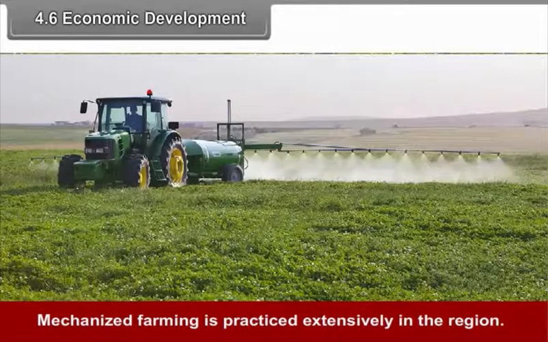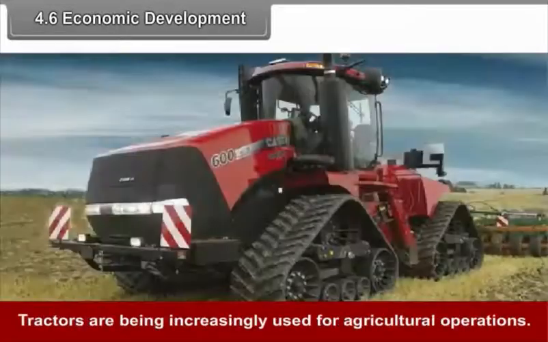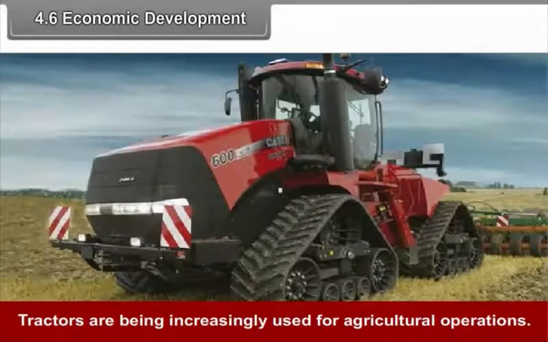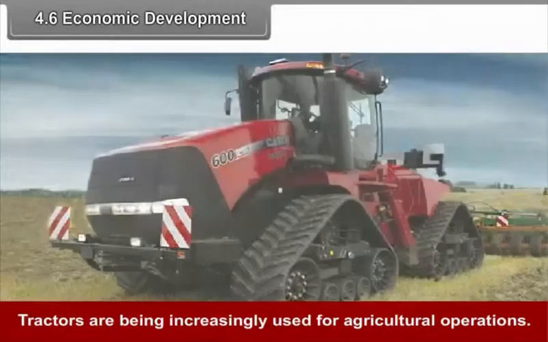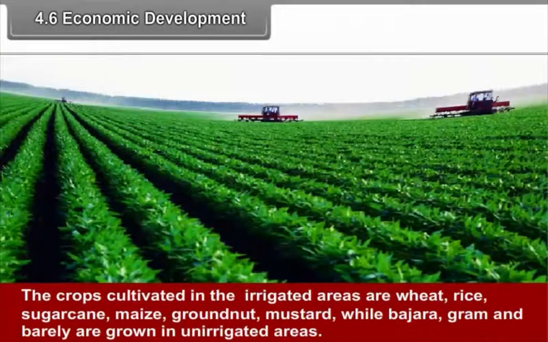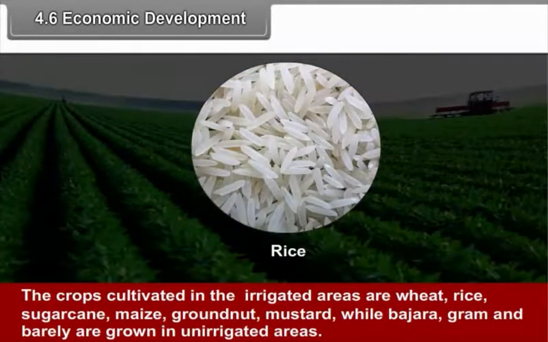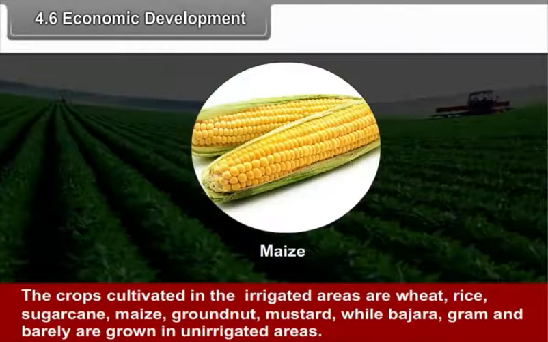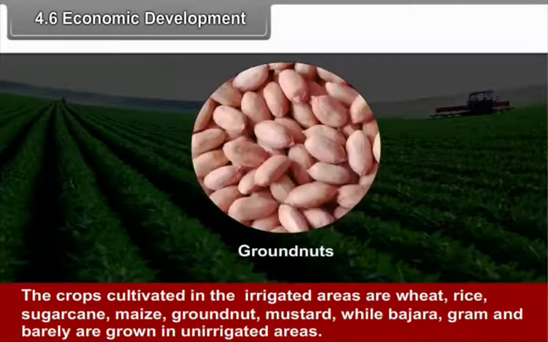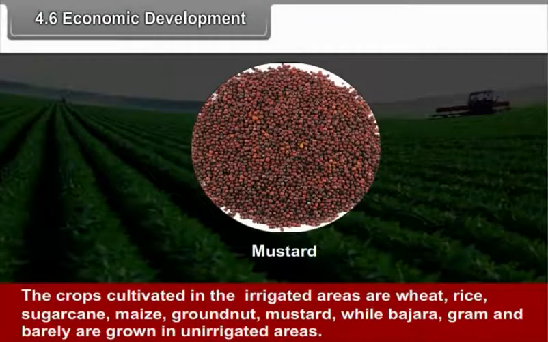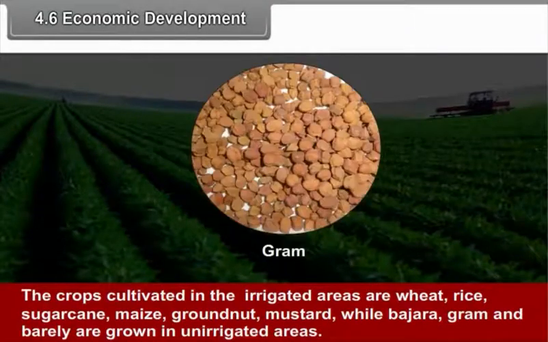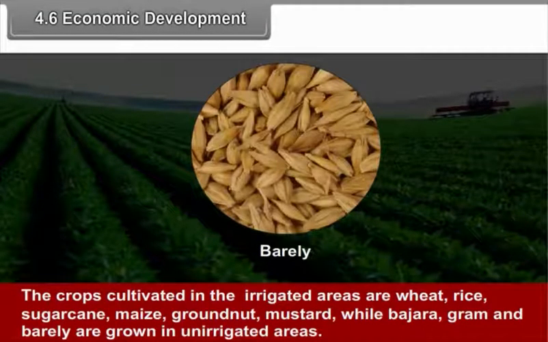Mechanized farming is practiced extensively in this region. Tractors are being increasingly used for agricultural operations. The crops cultivated in the irrigated areas are wheat, rice, sugarcane, maize, groundnut, mustard, while bajra, gram and barley are grown in unirrigated areas.